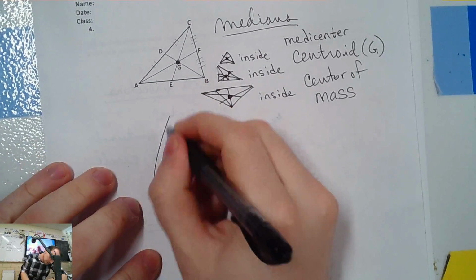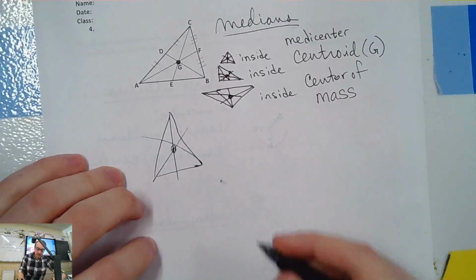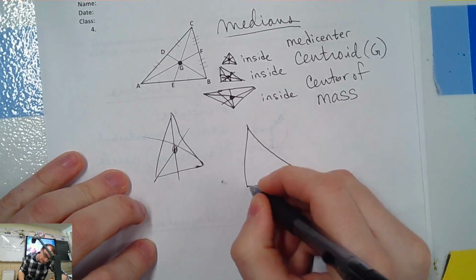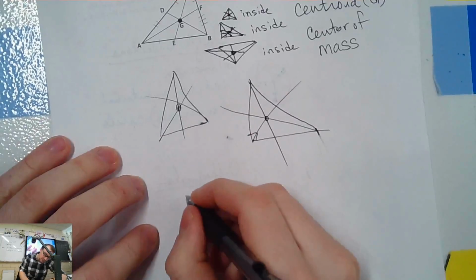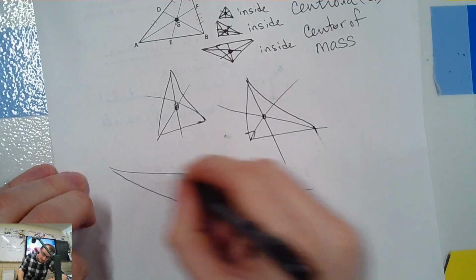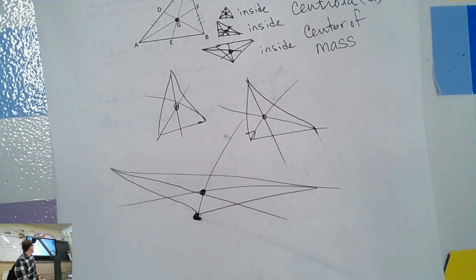If it's acute, there it is somewhere, right? If it's a right triangle, midpoint to vertex, there it is, right? If it's an obtuse triangle, midpoint to vertex, right? It's always going to be inside. That's the balance point. So we shouldn't be surprised that the centroid's always inside.